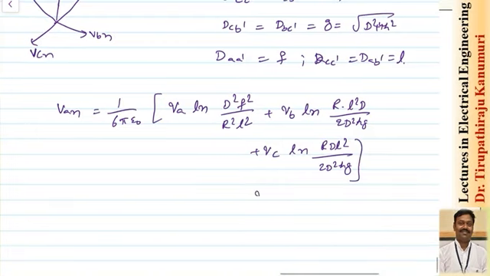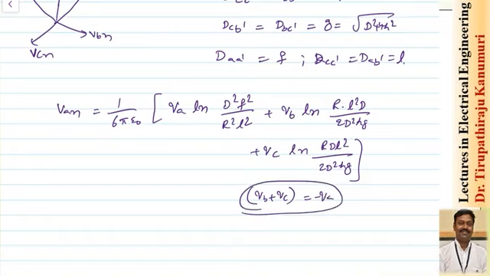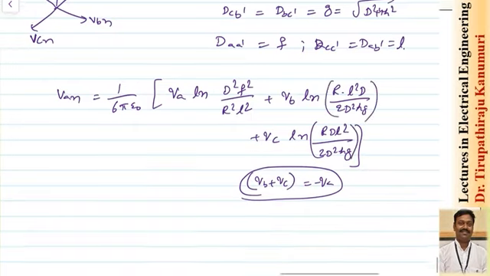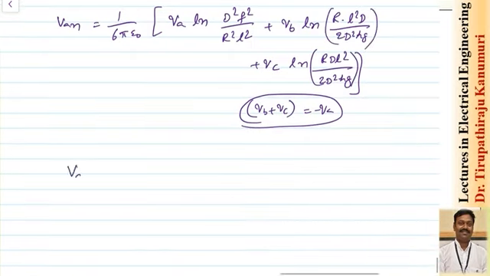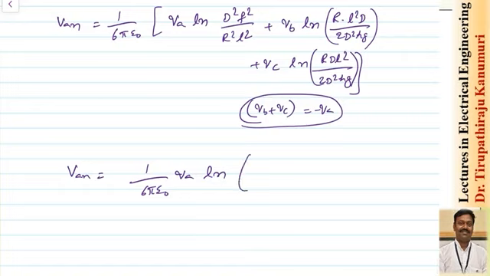So we know the value of QB plus QC. This will be equal to minus QA, because QA plus QB plus QC is equal to 0. You can see here this one is same as this one. So we can add them, QB plus QC. So I am further simplifying this. This will be equal to 1 by 6 pi epsilon naught into QA into ln of, so if you simplify this, it will become D square F square 2D square HG divided by R square L square R square L square. This is what we get.